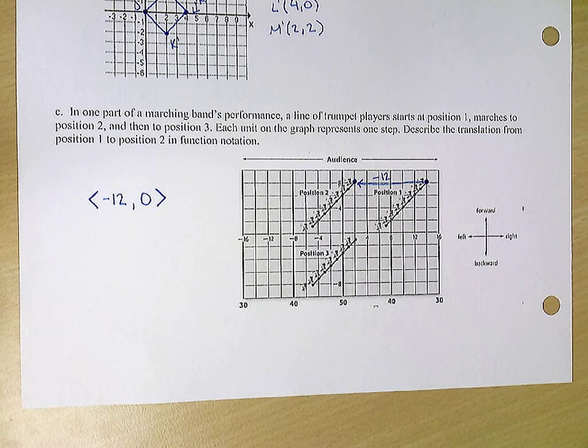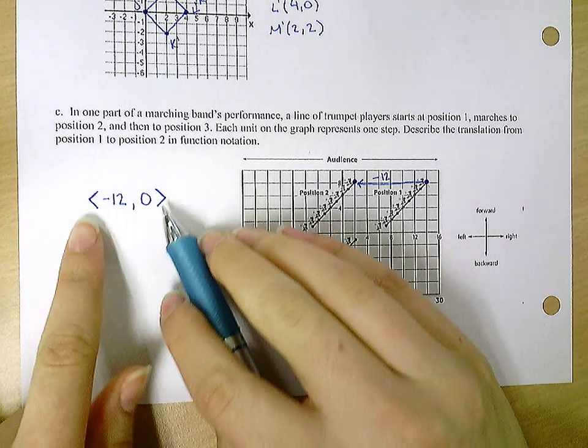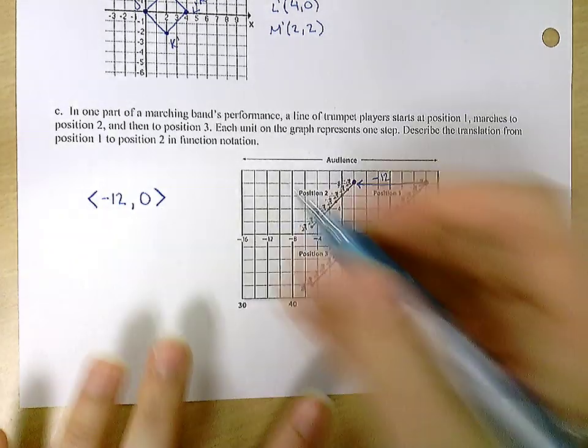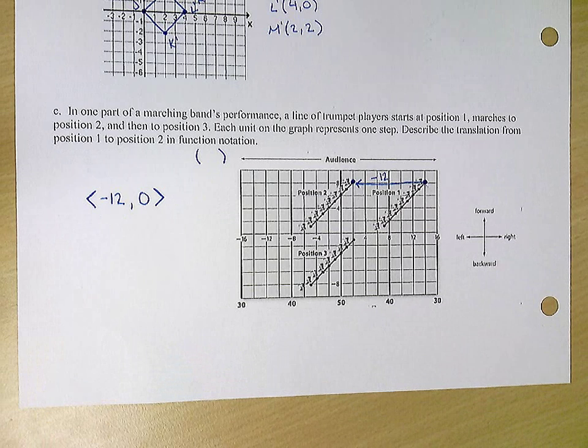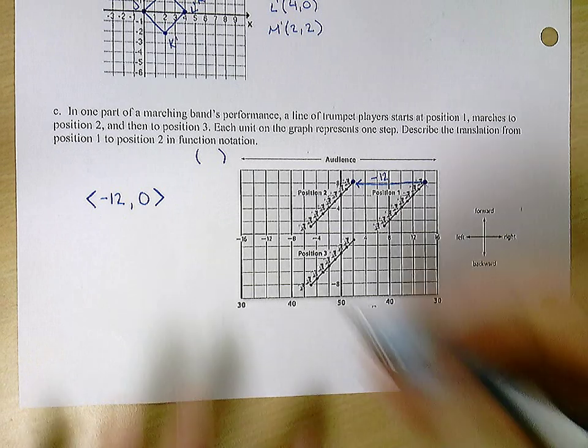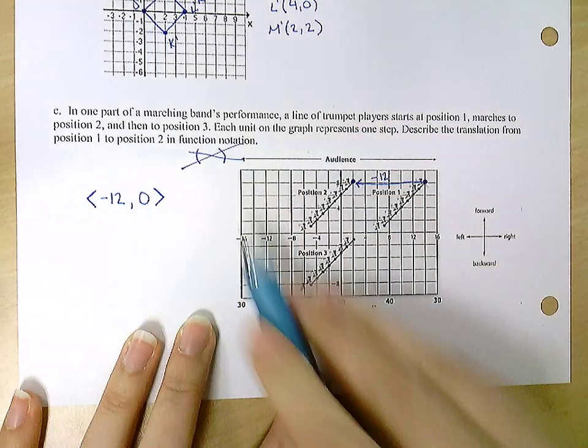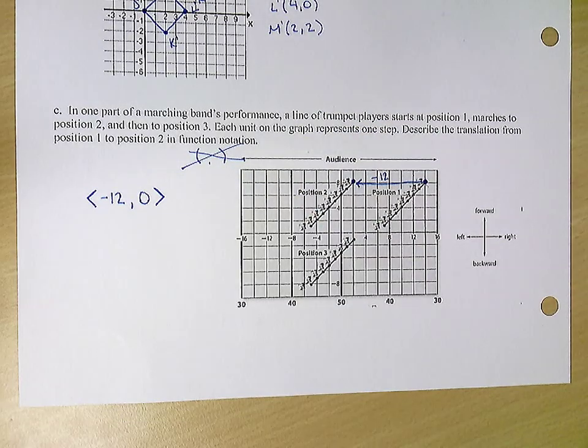Now, make sure when you are writing your vector, you're writing it with these brackets. If you write it with parentheses like a coordinate point, you will get it marked wrong. Okay, a vector is not a coordinate point. So you should not be using that type of parenthesis. Okay, so we're not using parentheses. You have to use the arrowed brackets. Does that make sense? Awesome. Any questions?